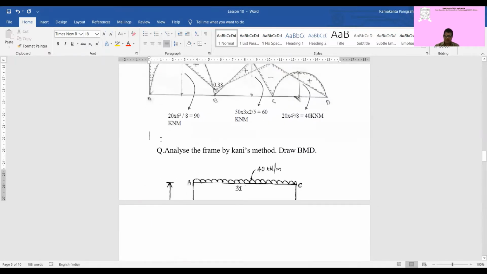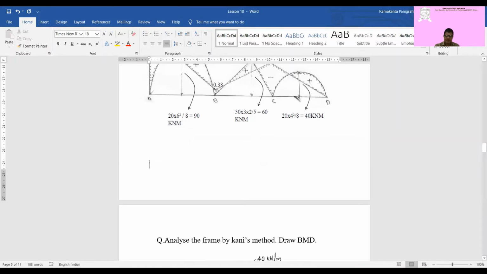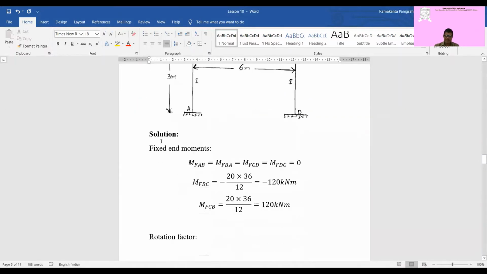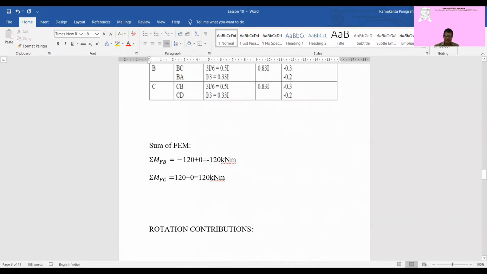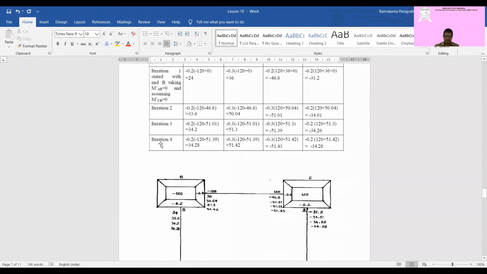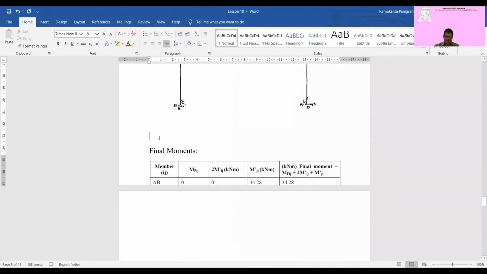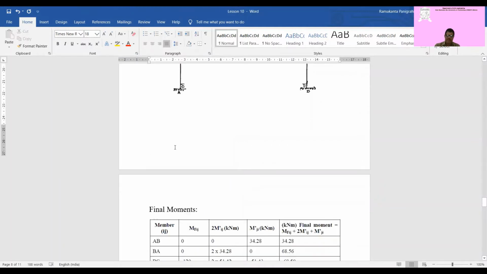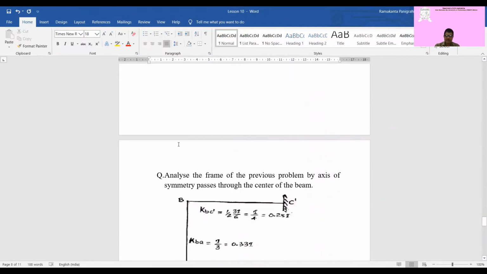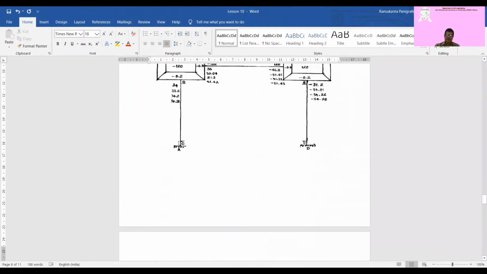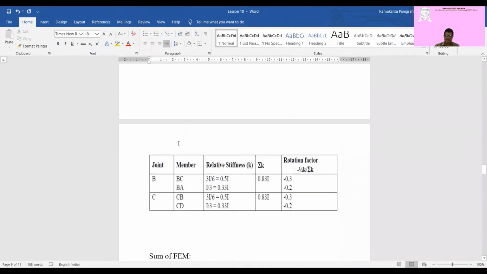Now let us go for the second problem. Now we will go for a frame now here. Now this is a frame. Now we'll see how to calculate this thing for the frame. Now we'll discuss some frames here.